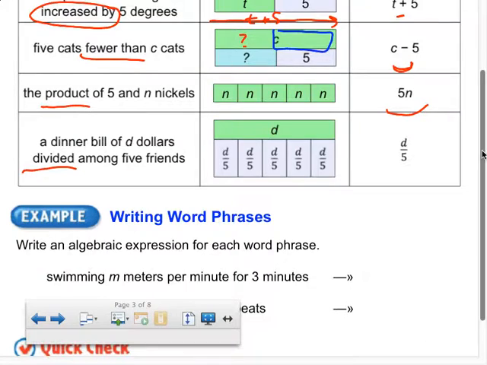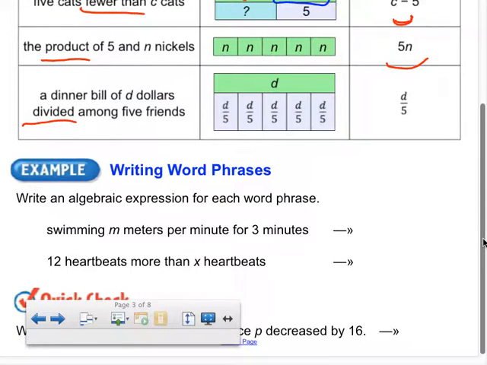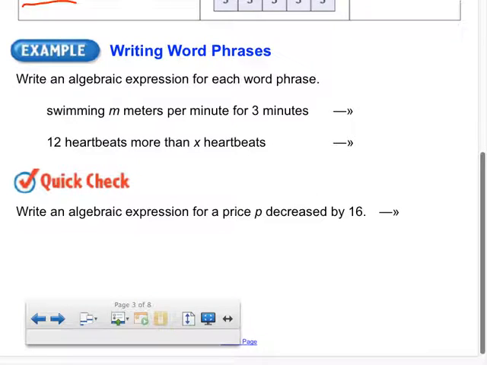Writing word phrases. Write an algebraic expression for each word phrase. Swimming m meters per minute for 3 minutes. What would be the expression for that word phrase? What's happening here?